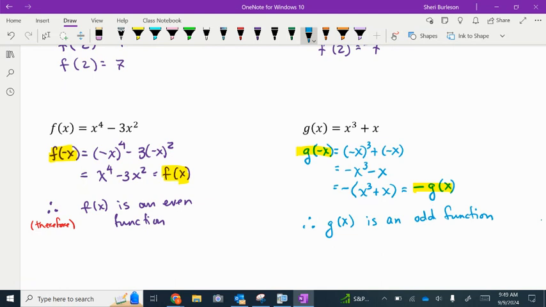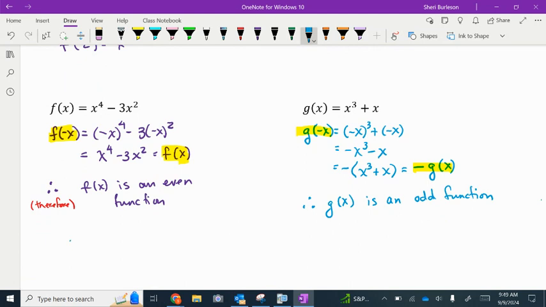Okay. So, if I did this one, you're telling me that's going to be an even function? Oh.